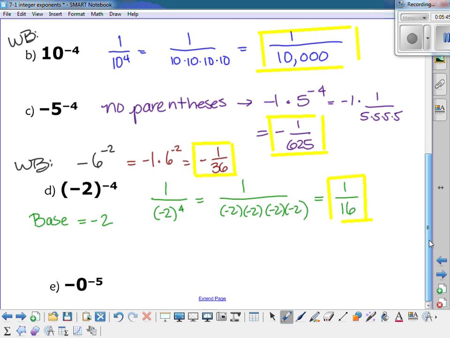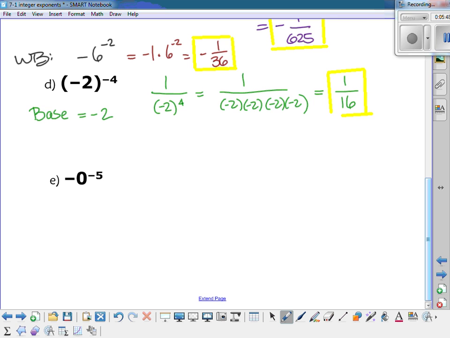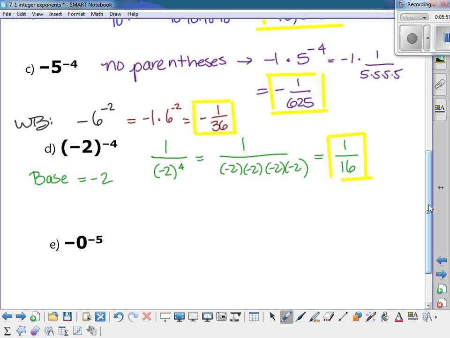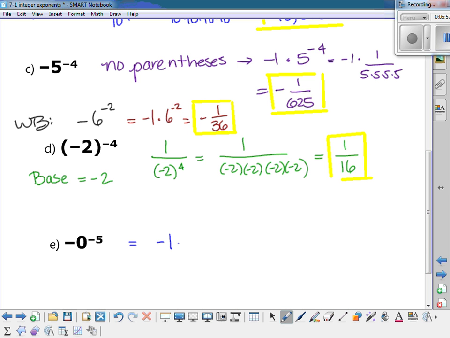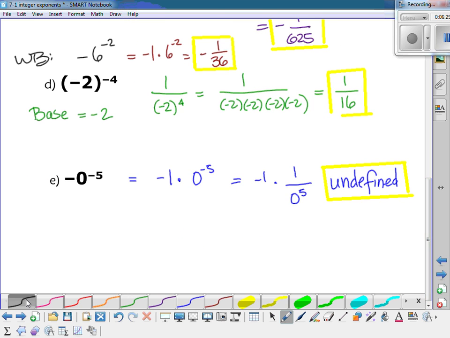All right, and here's one more for your notes. Okay, I have negative 0 to the negative fifth power. So there's no parentheses, so it's negative 1 times 0 to the negative 5. Well, the problem is, if I flip this over, am I allowed to divide by 0? No. So this is actually undefined. We can't ever raise 0 to a negative exponent. Good, so here's another whiteboard one for you.